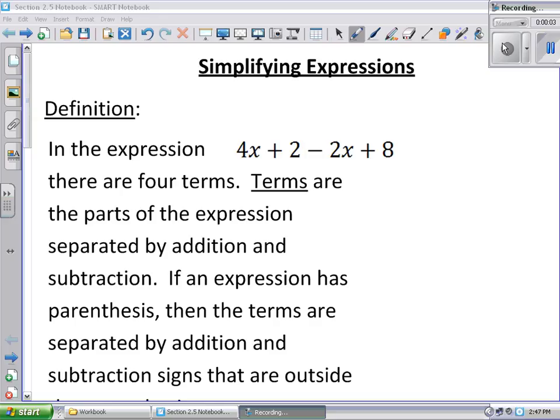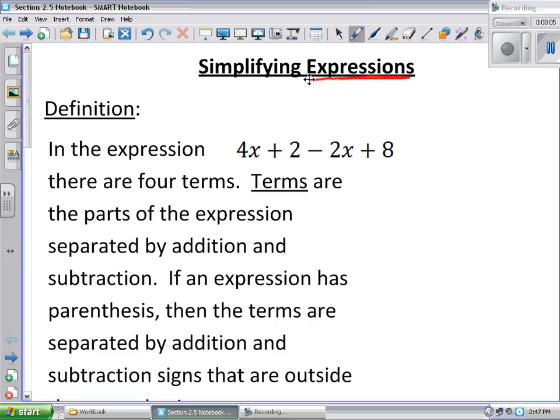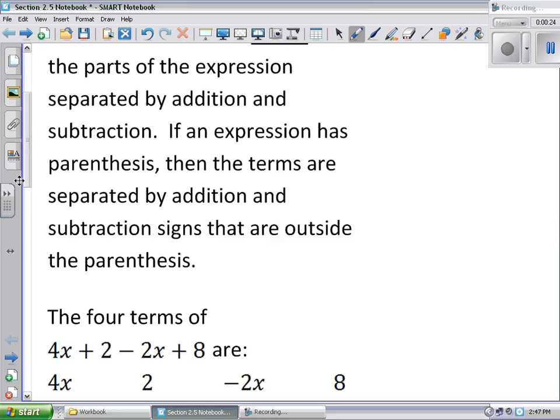Today I'm going to work with you on simplifying expressions. In the expression 4x plus 2 minus 2x plus 8, there are four terms. Terms are the parts of the expression separated by addition and subtraction. If an expression has parentheses, then the terms are separated by addition or subtraction signs that are outside the parentheses.